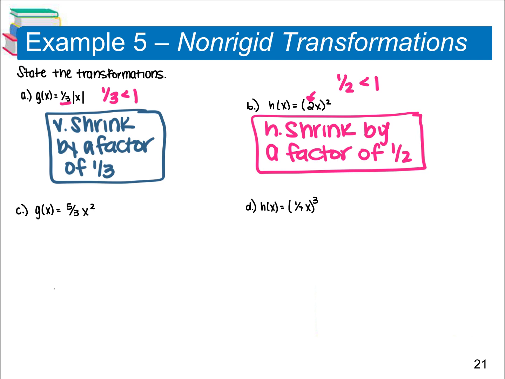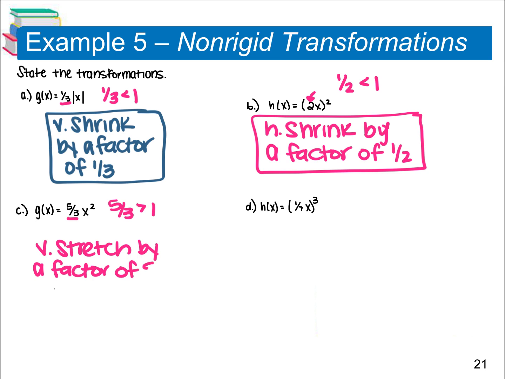For example C, we have g of x is equal to 5/3 x squared. That 5/3 is in front of x. There is no parentheses, there's no absolute value, there's no radical. So it's just going to be vertical. That 5/3 is greater than 1, so that means that it's a stretch by a factor of 5/3.